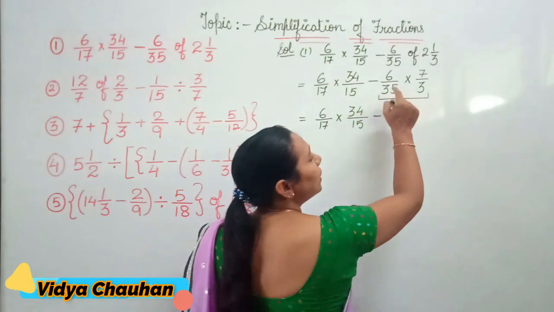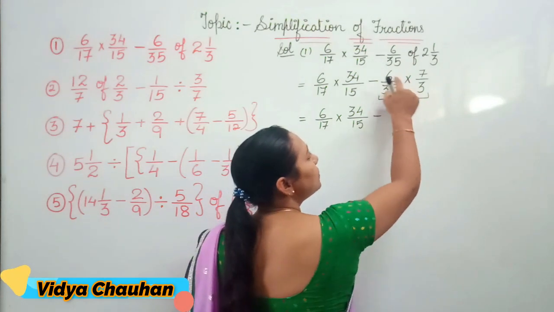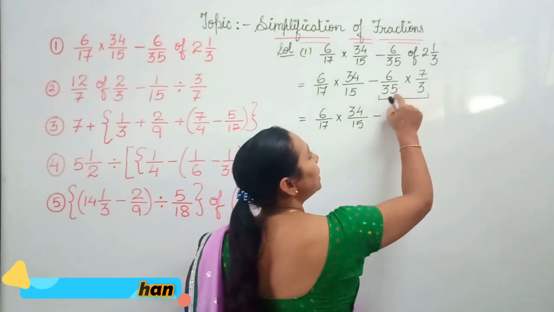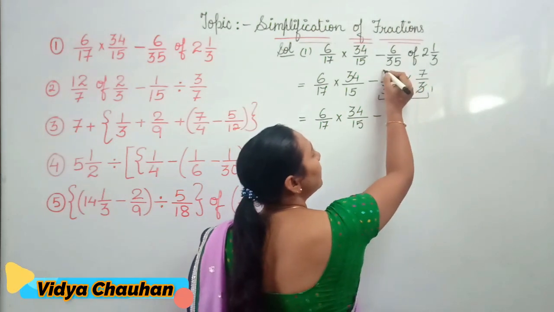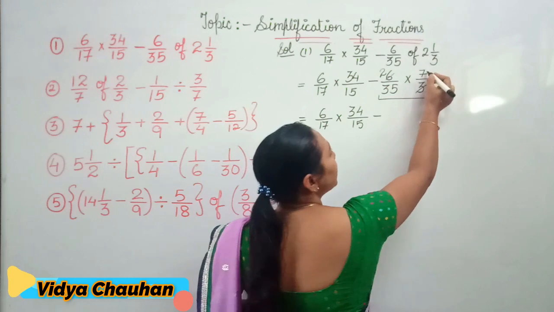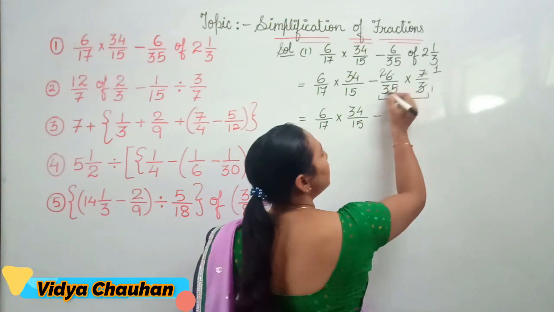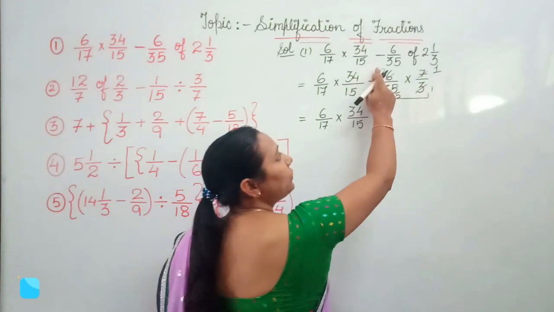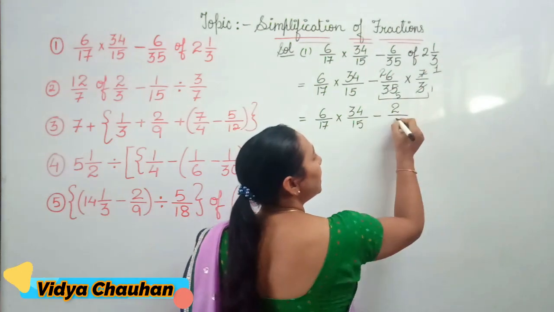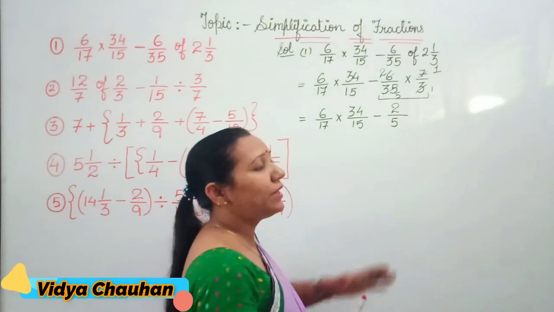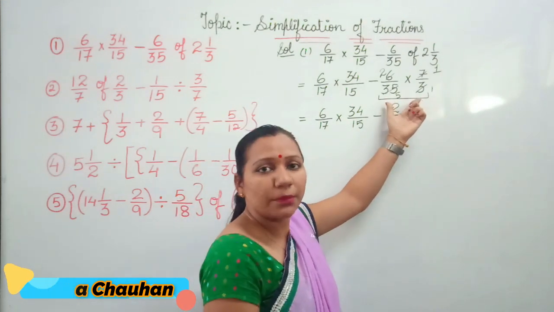Now here, as you can see, the terms in the numerator and denominator on both ends are simplifying each other. So let us simplify: 3 ones are and 3 twos are, 7 one time, 7 five times. So what we are left with is 2 into 1, that is 2, and 5 into 1, that is 5. So basically we have solved this first step.